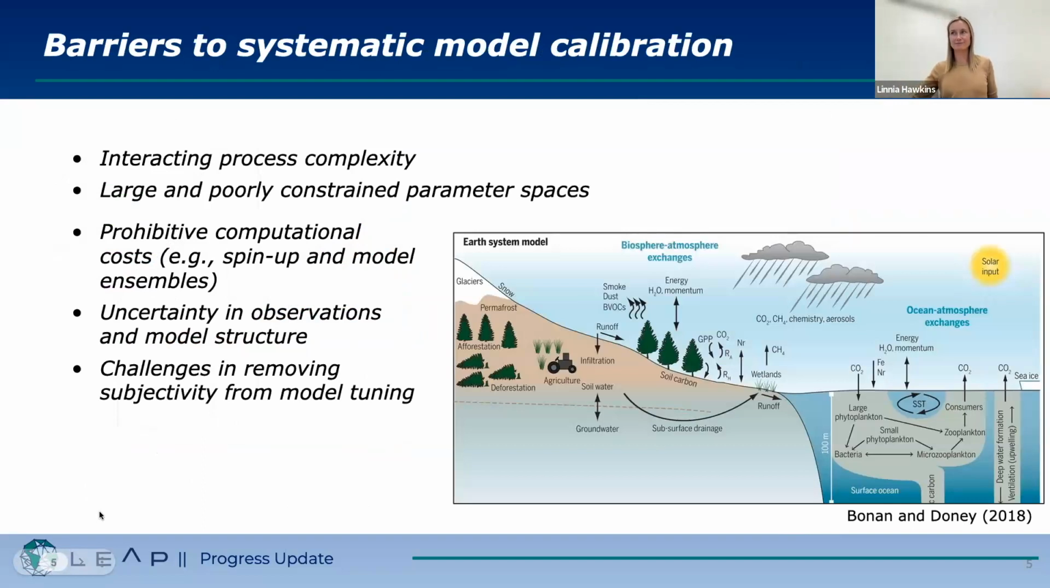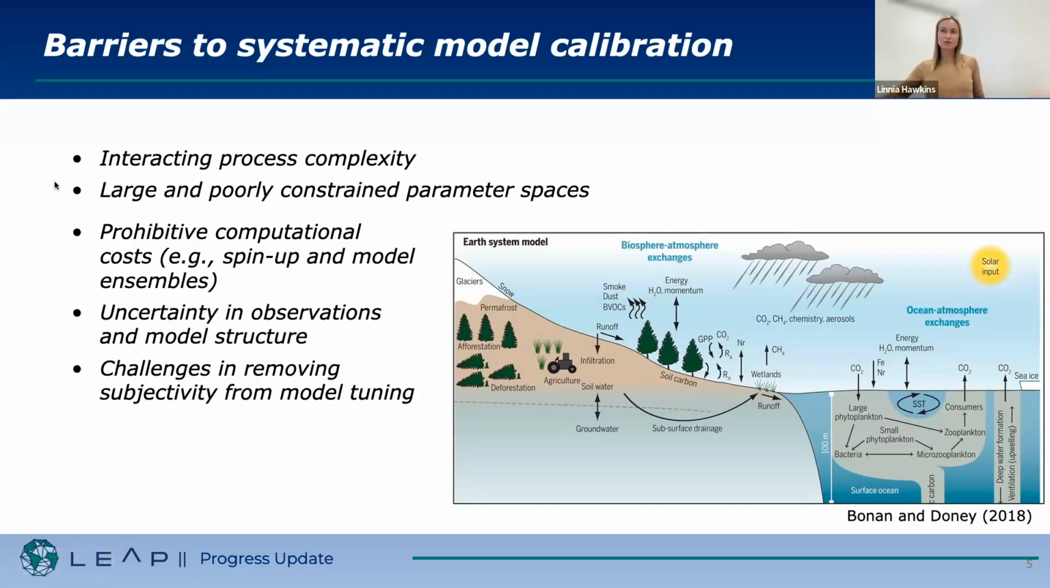But there are many barriers to developing these systematic model calibration methods. I talked about the increasing complexity, but a lot of those processes interact within the model. I mentioned that land models have this really large and poorly constrained parameter space. And historically, these have been really cost prohibitive, in part because spin-up in the land model is so computationally intensive, right? It takes a really long time for soil carbon pools to come into equilibrium with a new set of parameters. And so that spin-up was a big chunk of the computational expense of running perturbed parameter ensembles. And then I mentioned also that there's a lot of uncertainty in our observations. There's also uncertainty in model structure. And then there are challenges in developing these methods that remove some of the subjectivity in our model tuning process.